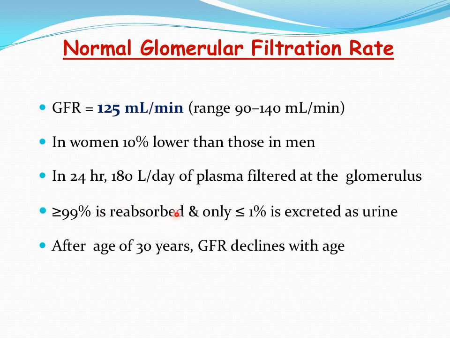It will be taken up by the renal epithelial cells and given back to the blood. Only less than 1% will be excreted as urine. That means even though our kidneys filter 180 liters into the nephrons per day, the nephrons excrete only 1 to 2 liters per day in the form of urine. More than 99% of the substance that has been filtered is taken up again and given back to the blood. GFR gradually declines after the age of 30.